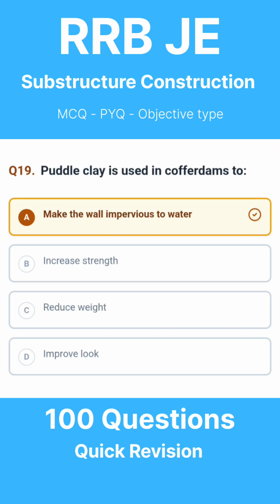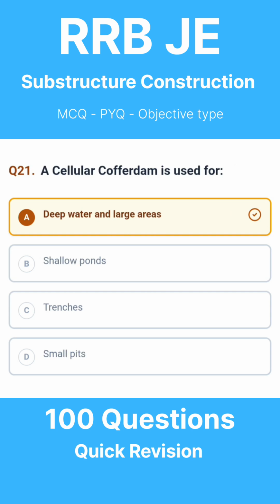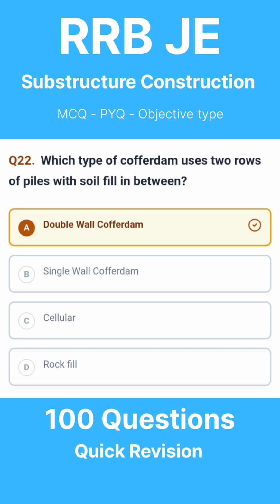Question 19. Puddle clay is used in cofferdams to. The correct answer is make the wall impervious to water. Question 20. Sheet pile cofferdams are made of. The correct answer is interlocking steel sheets. Question 21. A cellular cofferdam is used for. The correct answer is deep water in large areas. Question 22. Which type of cofferdam uses 2 rows of piles with soil fill in between? The correct answer is double wall cofferdam.